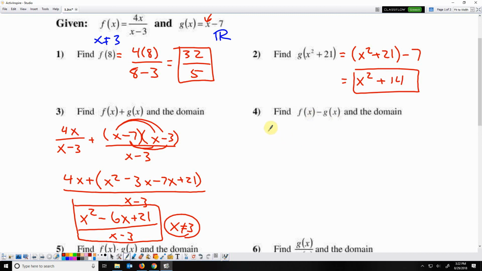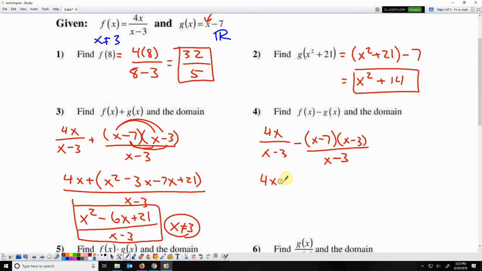Okay, now subtracting. 4x over x minus 3 minus x minus 7. To subtract, once again, I need a common denominator. So I need to multiply here by x minus 3 over x minus 3. So now I can subtract my numerators because I have a common denominator.